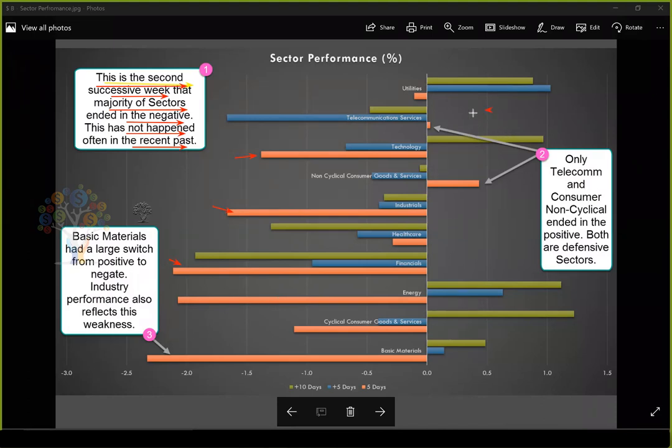Only two sectors ended in positive, telecom, slightly positive, and non-cyclical consumer goods and services. Both are defensive sectors. And basic materials had the biggest negative performance. It was the weakest. And we will see that this is reflected in several metal mining industries as well.